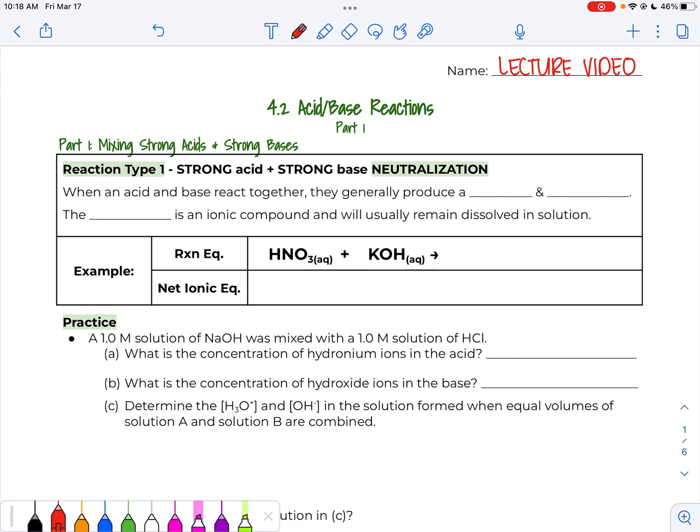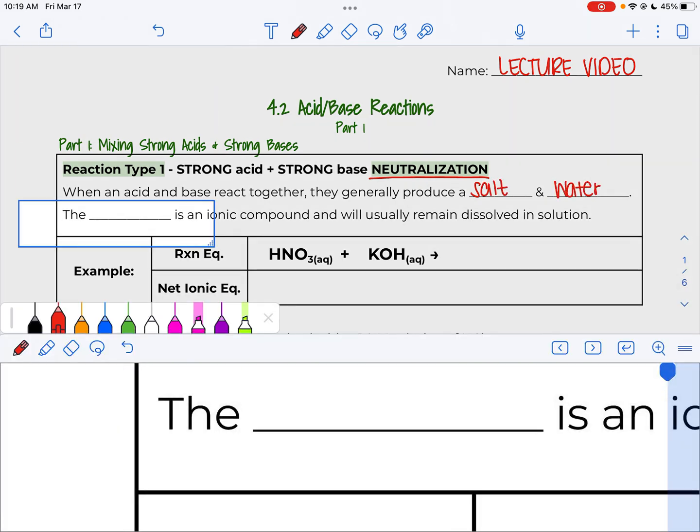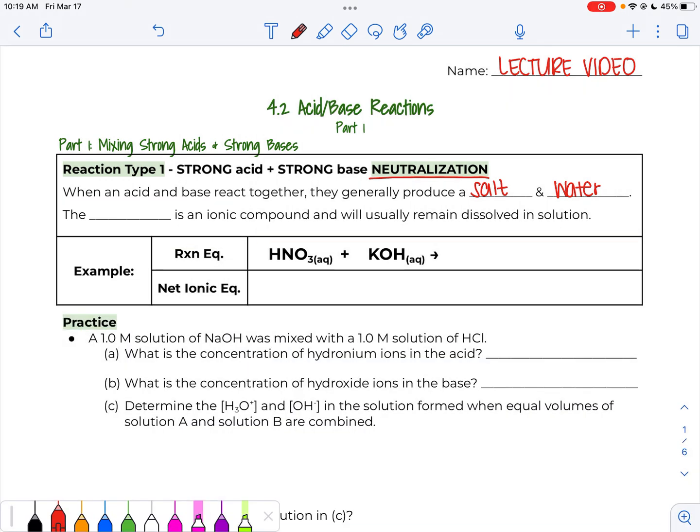So let's kick things off, starting with our first reaction type. What happens when you mix a strong acid and a strong base? So this reaction is called a neutralization reaction because what happens is things get neutralized. Your acid and your base will react together to neutralize your solution. So they're going to produce in this reaction a salt and water. That salt is an ionic compound and it usually remains dissolved in solution when this reaction happens.